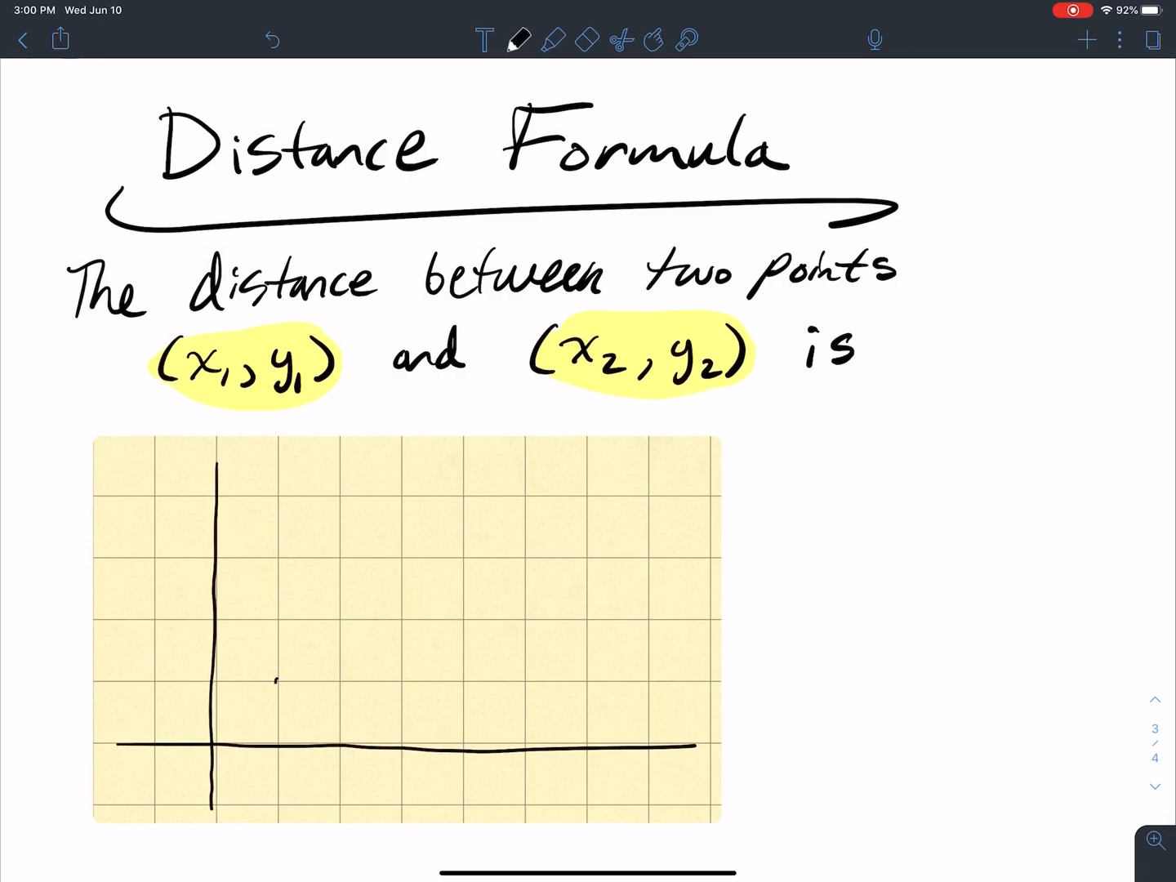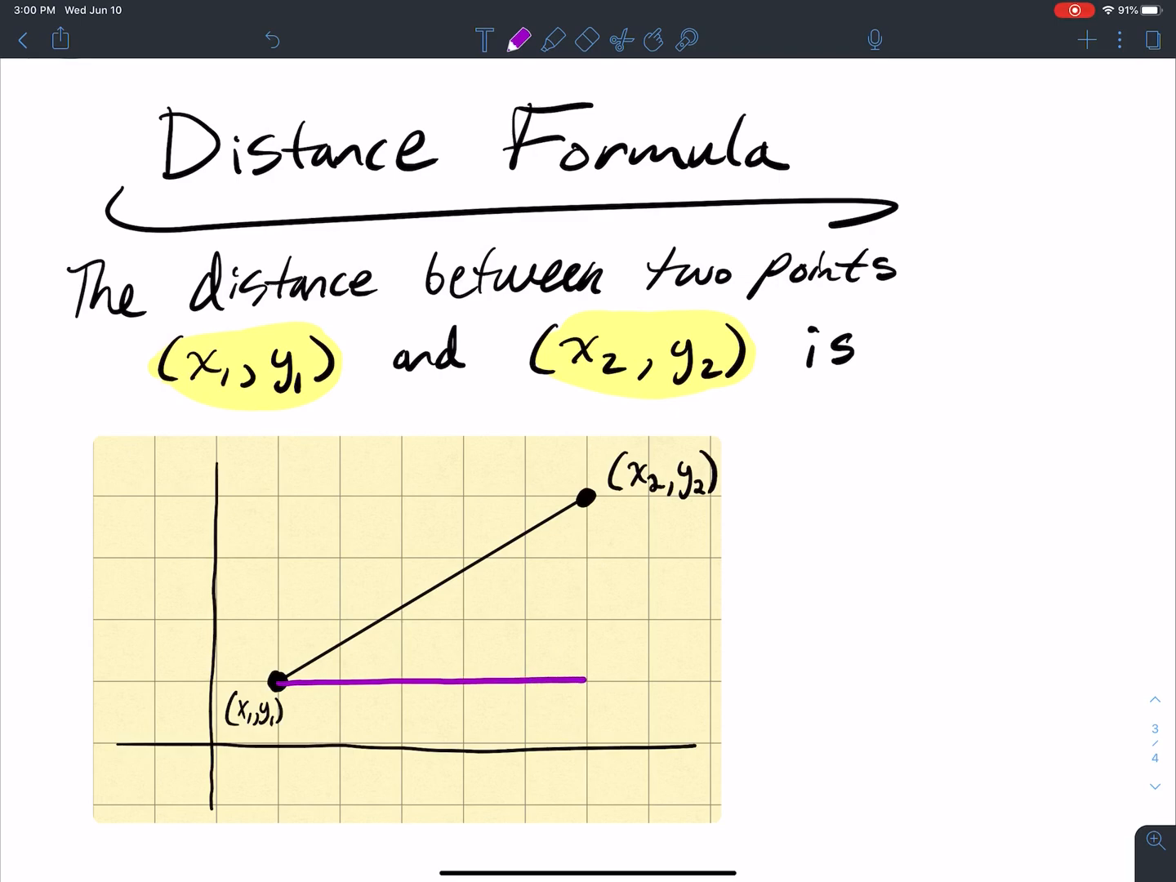So maybe this point right here is our (x1, y1) point. Okay. And then this point right here is our (x2, y2) point. So I want to know what is that distance from this point to that point there. So how do I figure it out? Well, there's an interesting property that you learned back in geometry called the Pythagorean Theorem.